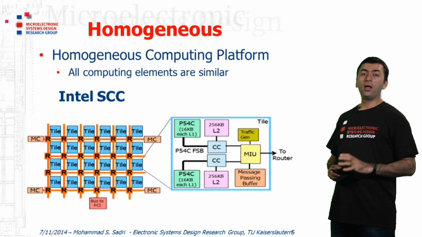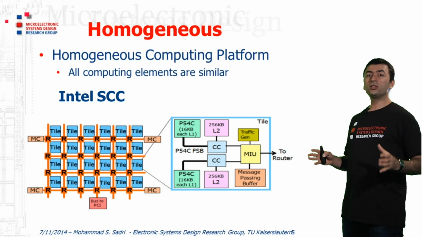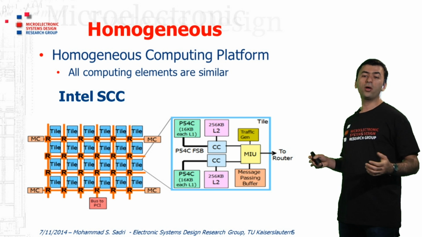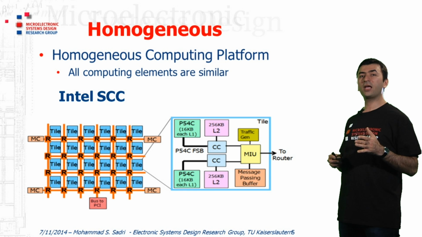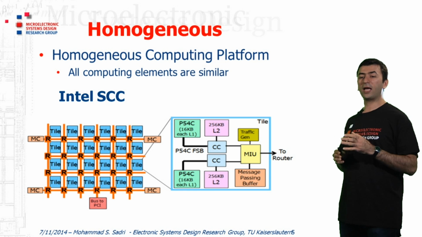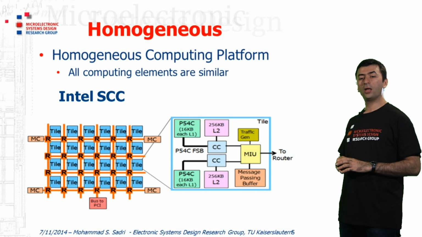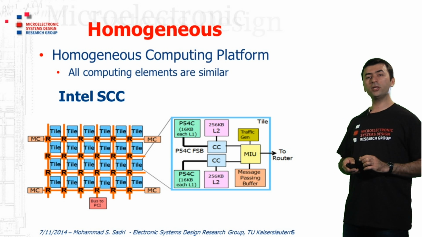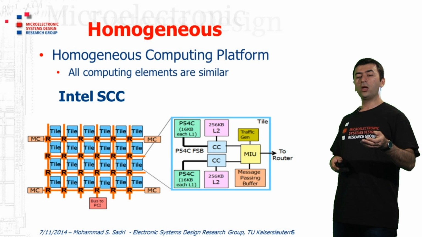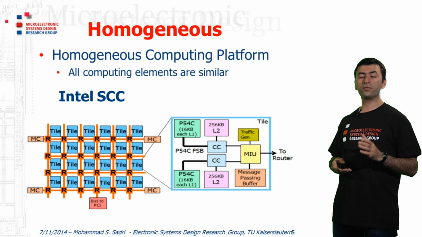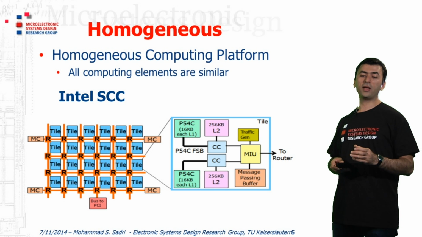Okay, if we look at the digital hardware architectures developed for processing, basically we can divide them into two categories: the heterogeneous computing platforms and the homogeneous computing platforms. In a homogeneous computing platform, you have an architecture in which all of your processing elements are of the same type. Here is an example.